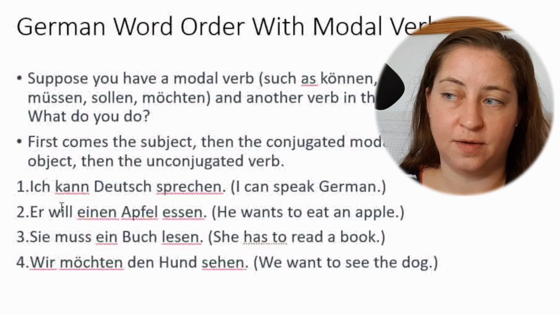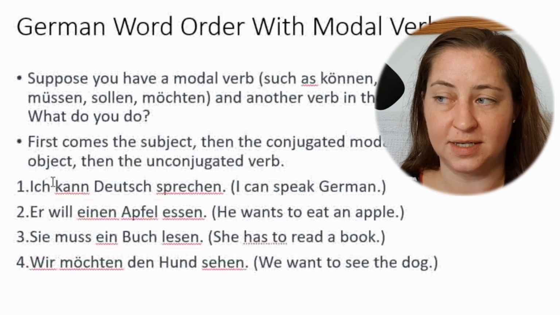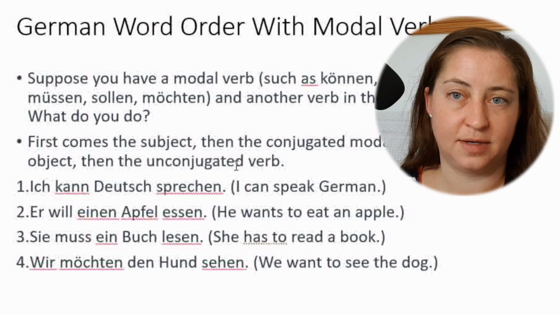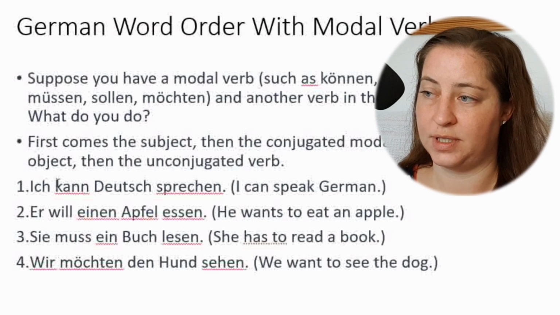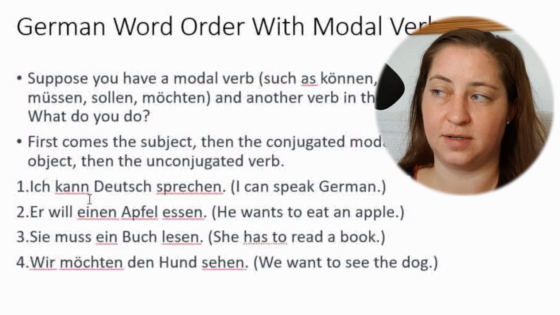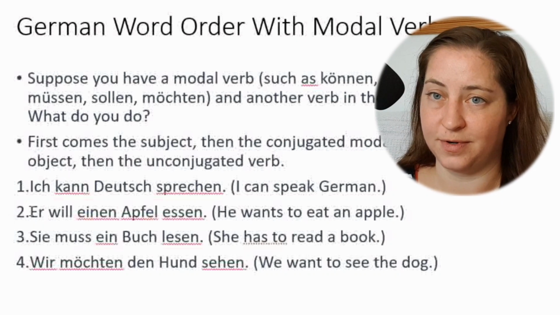And here we have, Er will einen Apfel essen. He wants to eat an apple. Sie muss ein Buch lesen. She has to read a book. Wir möchten den Hund sehen. We want to see the dog. So that's how we handle modal verbs.